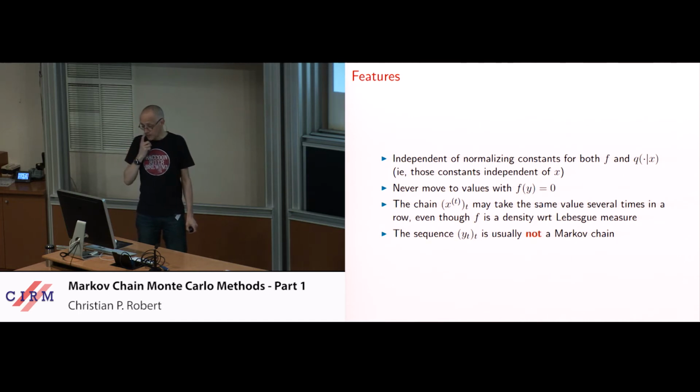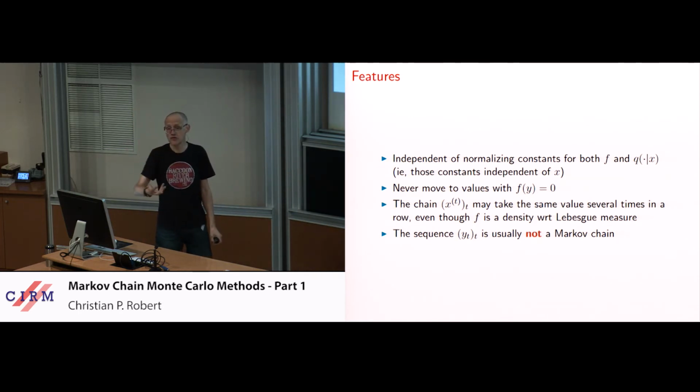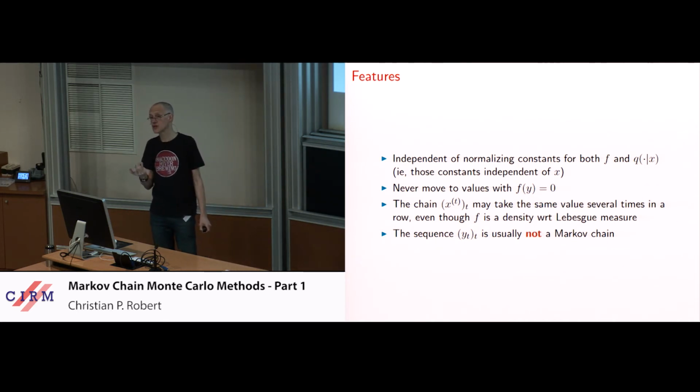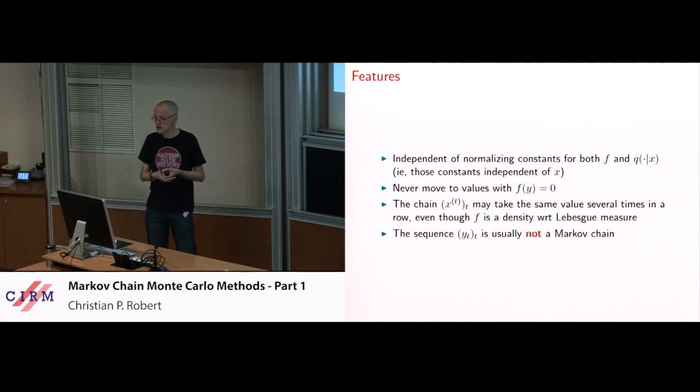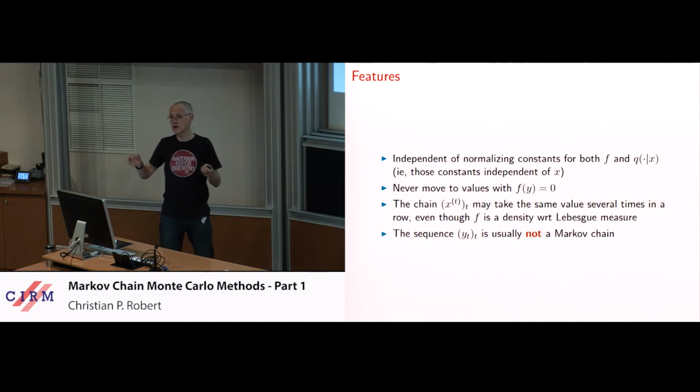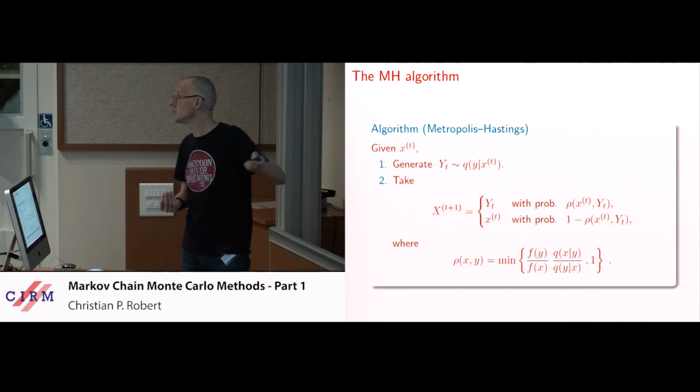Okay. Now, because f is involved, we can never move to a value of y that is impossible for f. So if f of y is 0, we automatically reject, which doesn't mean we shouldn't propose values of y that are such that f of y is 0. If the support of f is complex, there is an advantage in simulating from time to time values of y that are known to be outside the support, because that makes for a wider proposal, and that may be an advantage. Okay, so for instance, if you truncate a positive random variable, you may use a normal proposal that will be sometimes negative, and that's not prohibited by the algorithm. It's just that those negative values will be rejected, and therefore we will repeat the previous value.